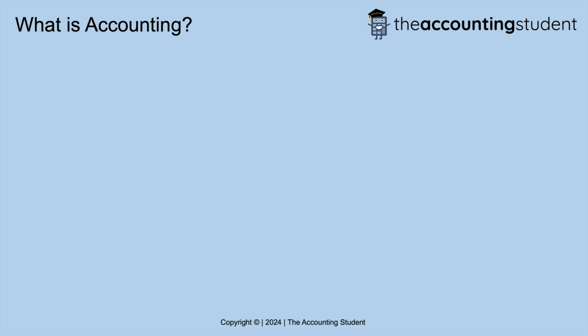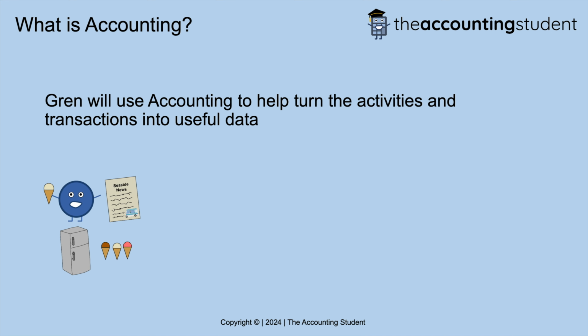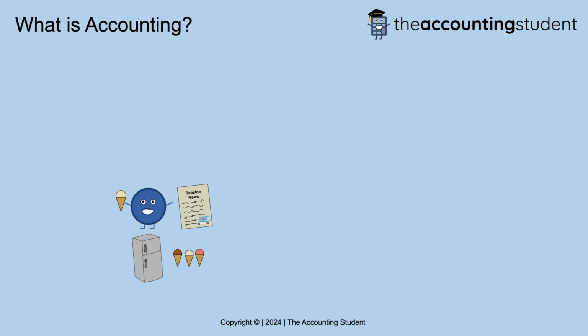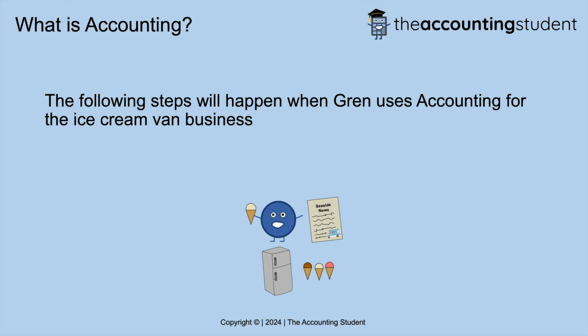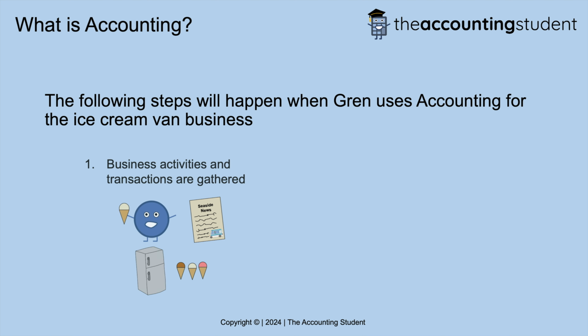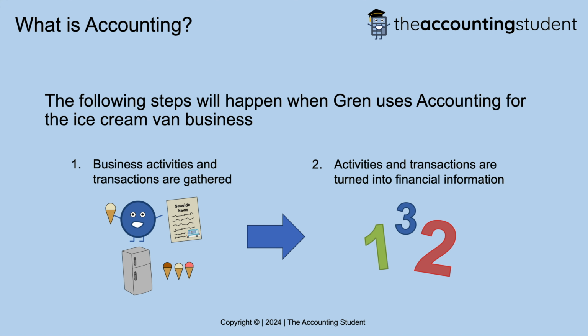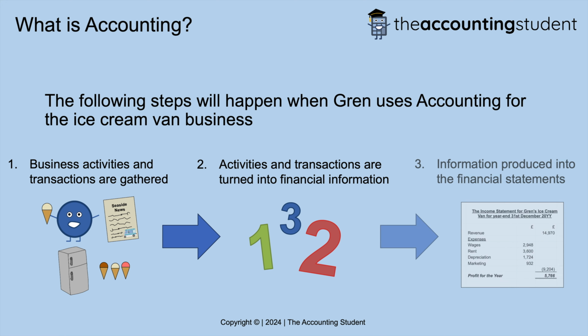Gren will use accounting to help turn the activities and transactions into useful data. The following steps will happen when Gren uses accounting for the ice cream van business. Number 1. The business activities and transactions are gathered. Number 2. These activities and transactions are turned into financial information. And number 3 is that the financial information is produced into the financial statements.